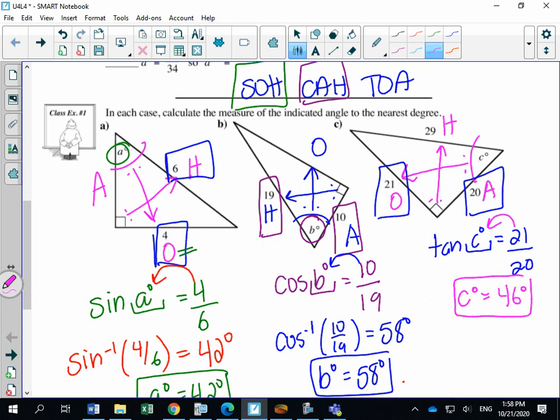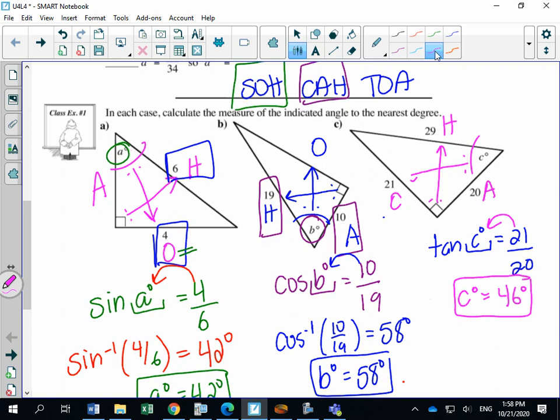Here's what I want you to do. Let's say this was an actual test question. Not all of you might have boxed in O and A. So let's go back up here. Let's unbox this. Tell me two other sides that I could have boxed in. Cohen, what do you think? So he said O and H.